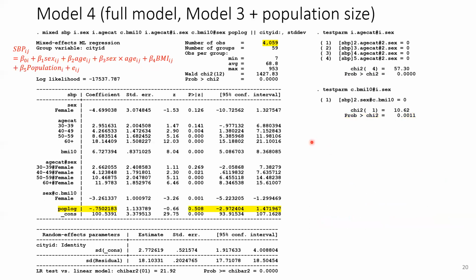Then finally, to answer the study aim 2, we included population size, and this is a coefficient. Since the population was skewed and it was log transformed, and its p-value was 0.5, so it was not significant. So population size didn't affect individual level systolic blood pressure.